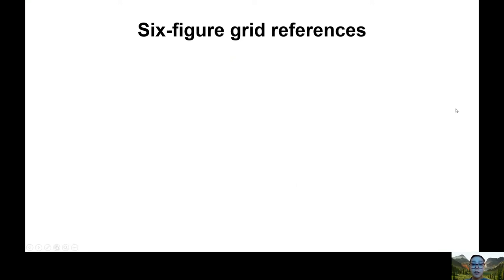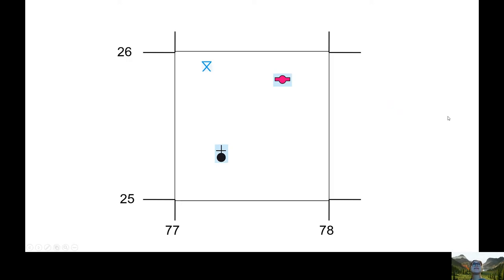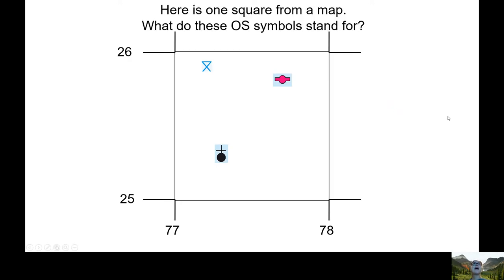Okay, we've had this refresher on four-figure grid references. Now, let's move on to six-figure grid references. Here is one square from a map. What do these OS symbols stand for? Pause this video now and have a think about it.